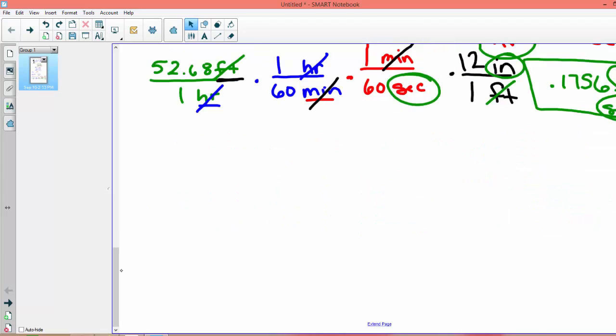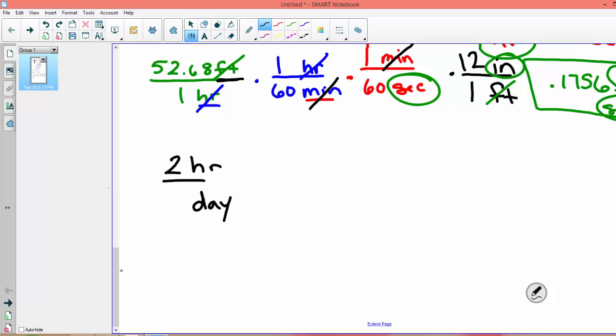Let's do another conversion. Let's say you study 2 hours per day, and you want to convert that to figure out how many minutes you're going to study per year. Minutes per year. This is our end goal: minutes over years. So, the word day is on the bottom, and we want to get to years.